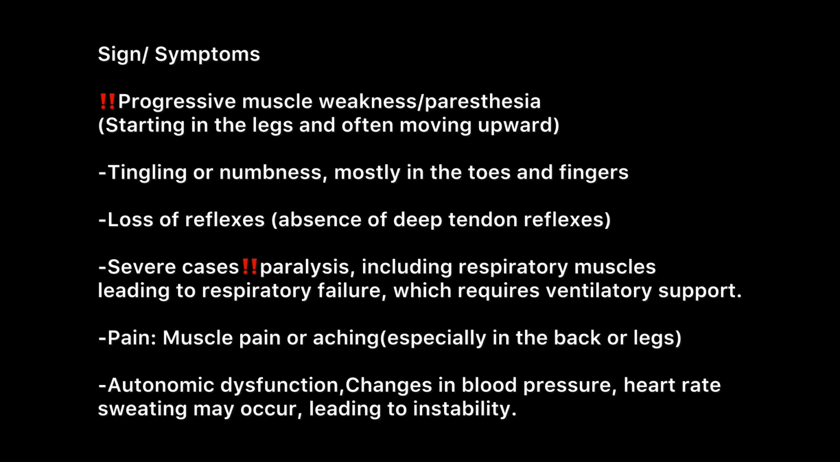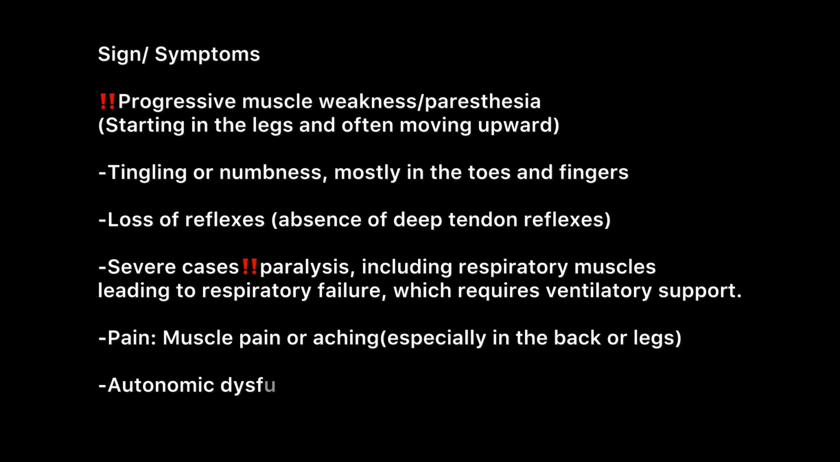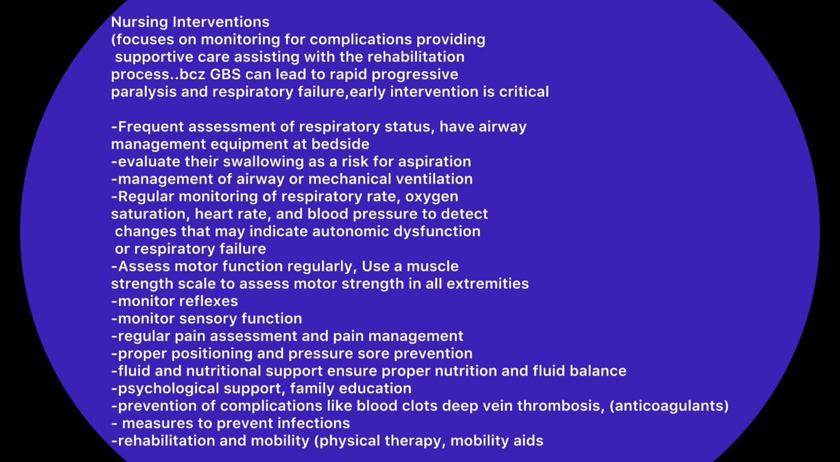progressive muscle weakness, paresthesia starting in the legs and often moving upward, tingling or numbness, mostly in toes and fingers, loss of reflexes, absence of deep tendon reflexes, and in severe cases, paralysis, including respiratory muscles, leading to respiratory failure, which requires ventilator support. Okay, now let's go on to nursing interventions.